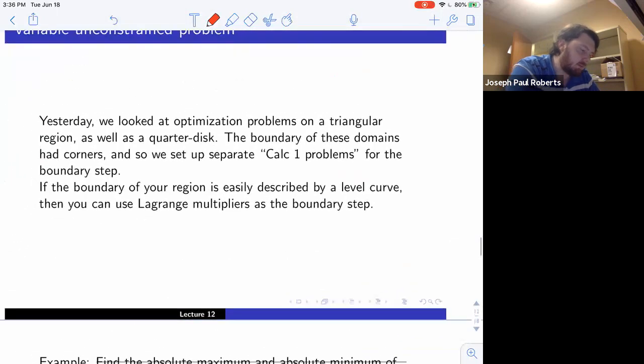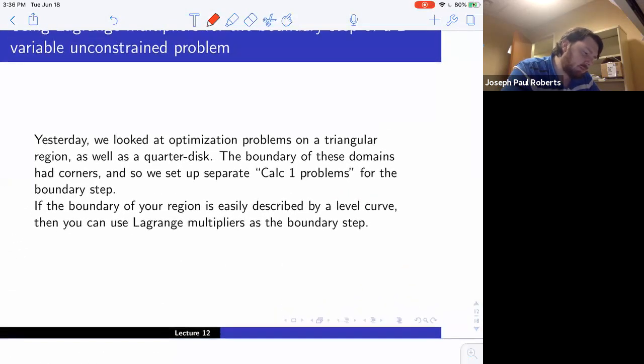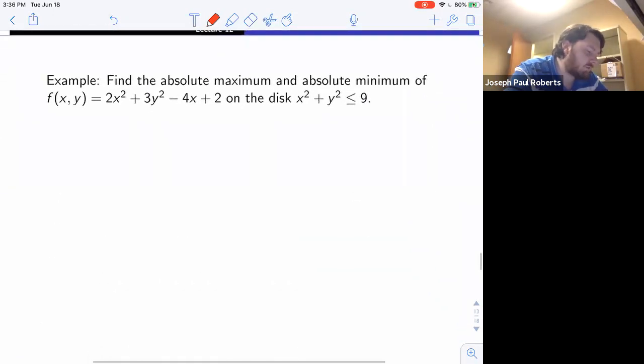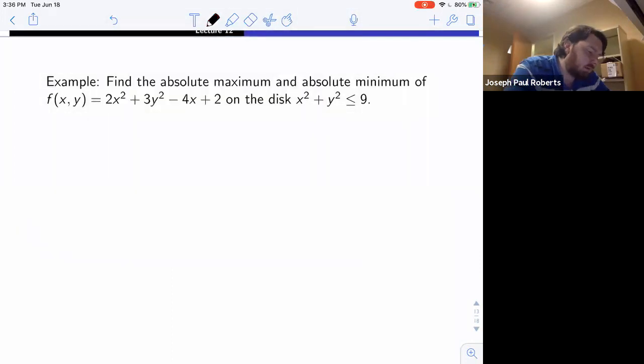So I think that's what this slide explains. Yeah, so we looked at a triangle and quarter disk yesterday. The boundary had corners, and we set up different Calc 1 problems. If our region is given by a nice level curve, then you can use Lagrange multipliers in the boundary step. So this question here looks a lot like what we did a couple of examples of yesterday. So let's draw our region and think about it. Our domain is x squared plus y squared less than or equal to 9.